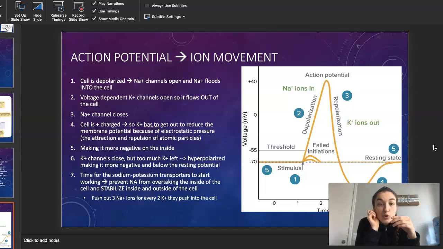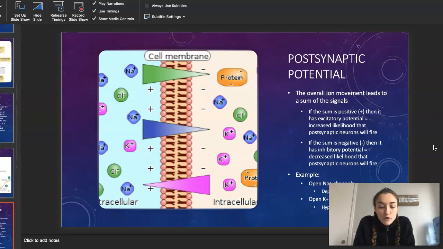And then hyperpolarized is making it more negative and below the resting potential. So this leaves time for the sodium-potassium transporters to start working, and then this prevents sodium from overtaking the inside of the cell, and so it kind of stabilizes the inside and outside of the cell. So you push out 3 sodium ions for every 2 potassium they push into the cell. And so here we go. The overall ion movement is really what leads to the sum of the signals.